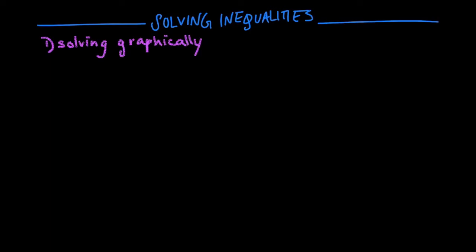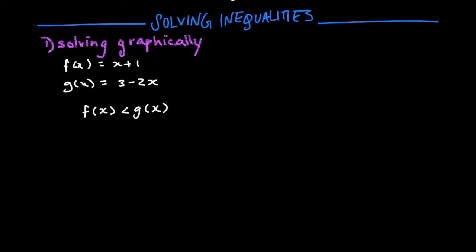So solving graphically, let's say we have f of x is equal to x plus 1 and g of x is equal to 3 minus 2x. And over here we need to find the x values for which f of x is smaller than g of x. So basically this is our inequality and this is what we're finding. For what values of x is this function smaller than this function.